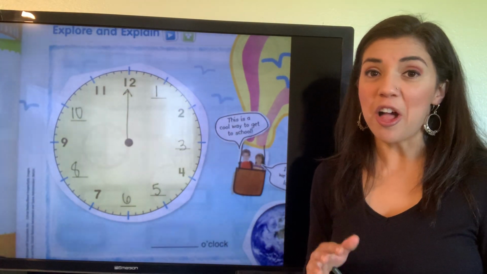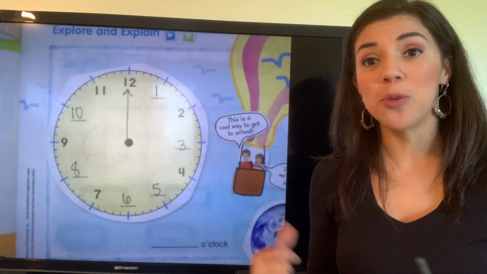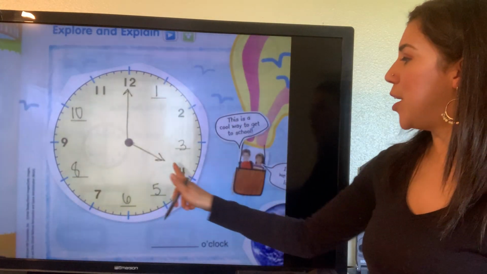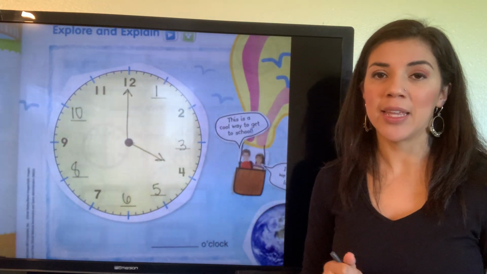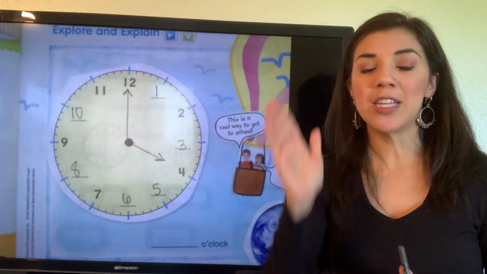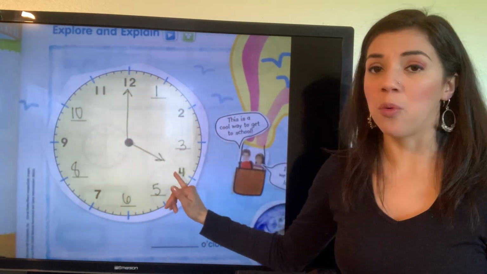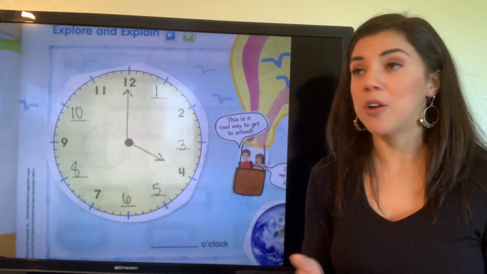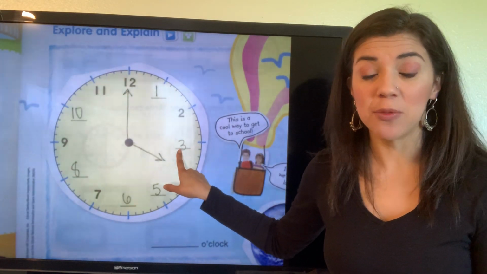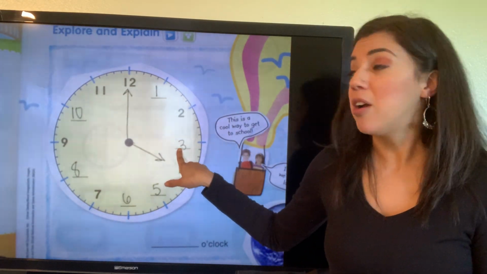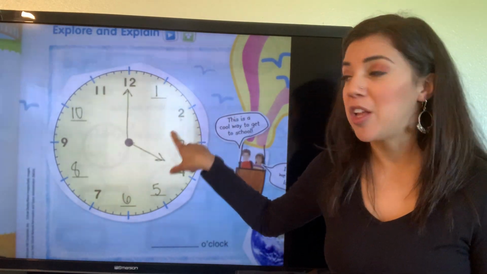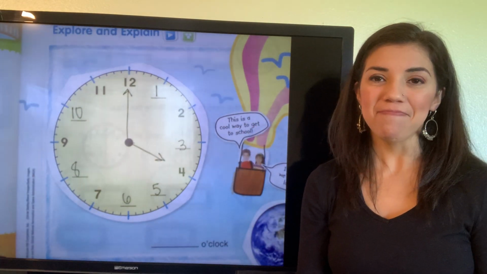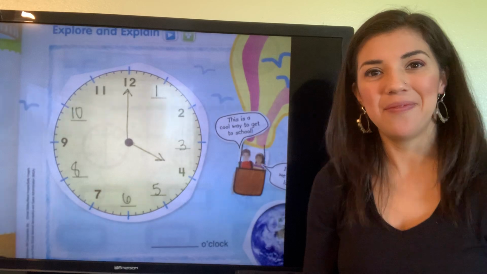All right, and because it's 4 o'clock, that means that the little hand or the short hand is going to point to the 4. And so this hand's going to be a little bit shorter. And then you want it to point to the 4. And so when the big hand is pointing to the 12 and the short hand is pointing to the 4 or any number on your clock, that means it is 4 o'clock. Or if the short hand was pointing at the 3, it would be 3 o'clock. If it was pointing at the 2, it would be 2 o'clock. If it was pointing at the 8, it would be 8 o'clock, and so on and so forth, okay? So after you've done that, go ahead and turn the page.